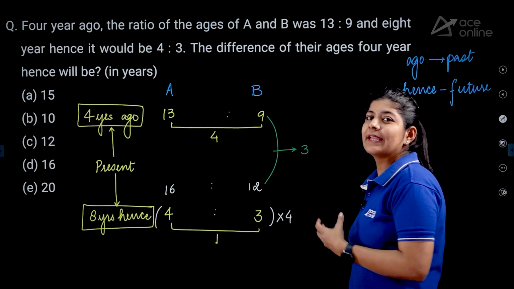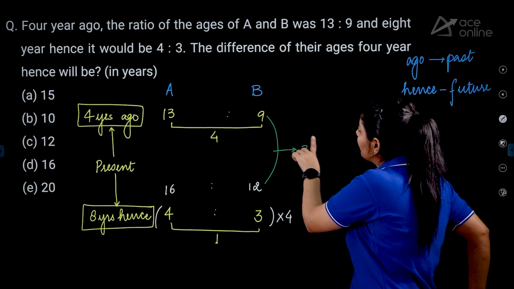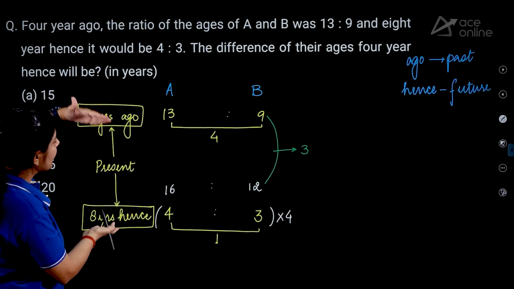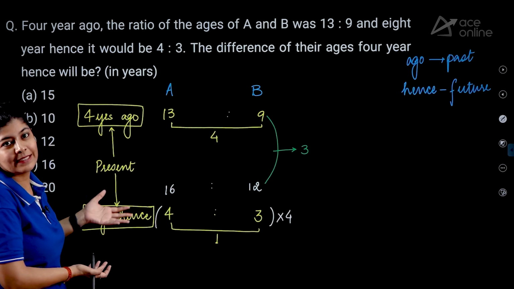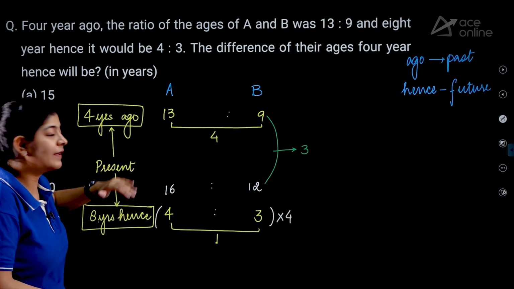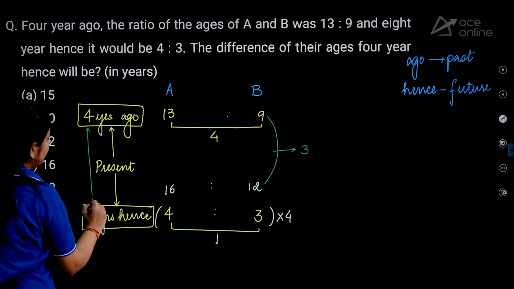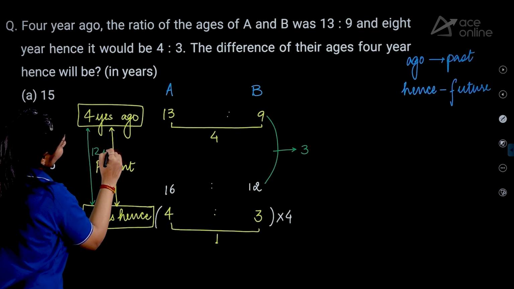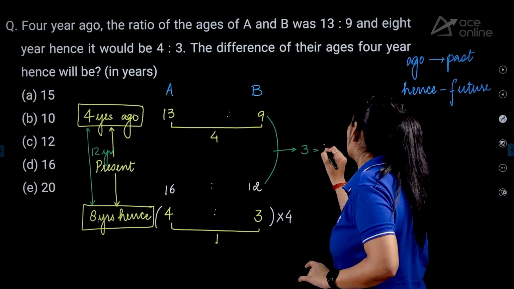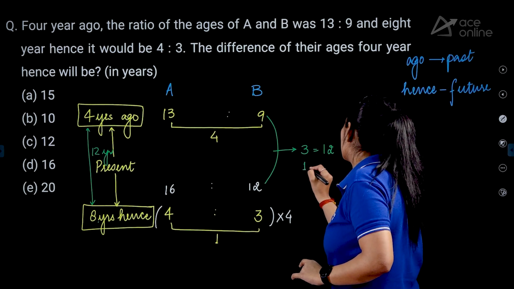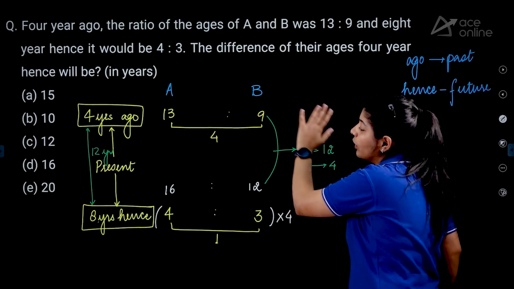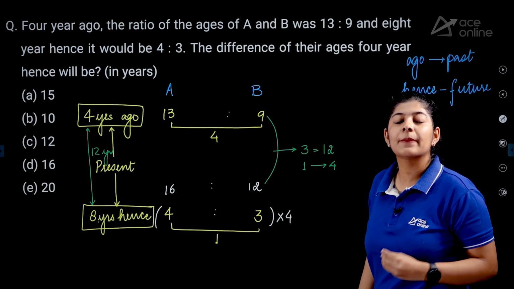But why am I getting this difference? I am getting this difference of 3 because of this gap. Plus 4 and plus 8, that means I get this difference of 3 because of these 12 years. So the value of 3 here is equal to 12. That means the value 1 is on the multiple of 4. So all these values are present on the multiple of 4.